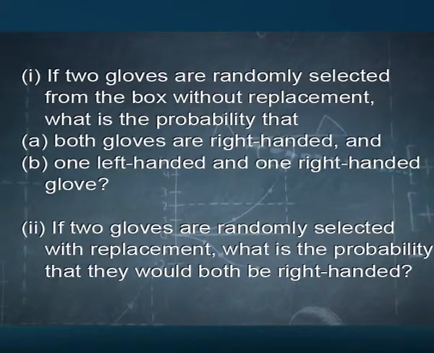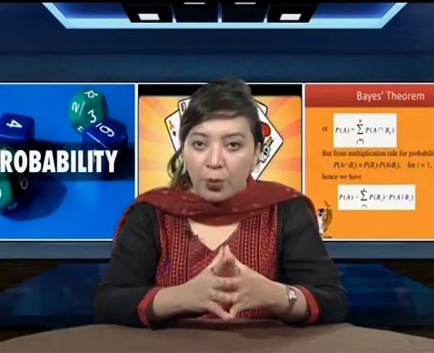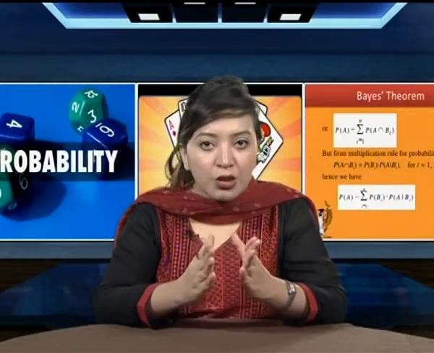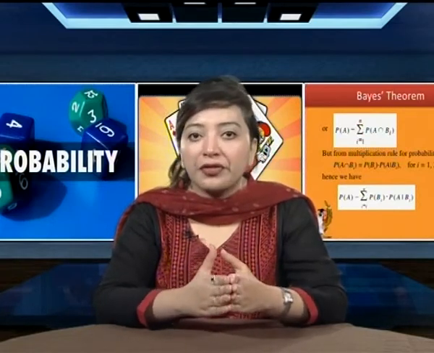If 2 gloves are randomly selected from the box without replacement, what is the probability that, first, both gloves are right-handed, and second, one is a left-handed and one is a right-handed glove? The second part says that if 2 gloves are randomly selected with replacement, what is the probability that they would be right-handed? So we'll see the solution to this. The box contains 9 gloves, 2 left-handed and 7 right-handed. So let's see the solution to the first part first.